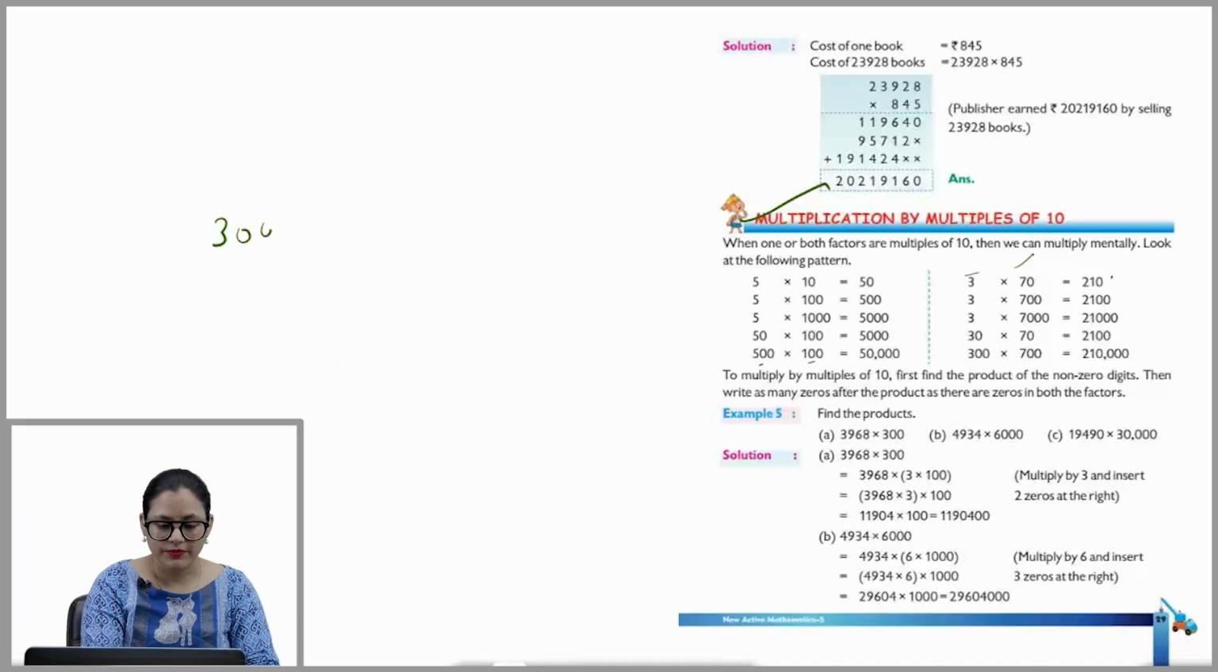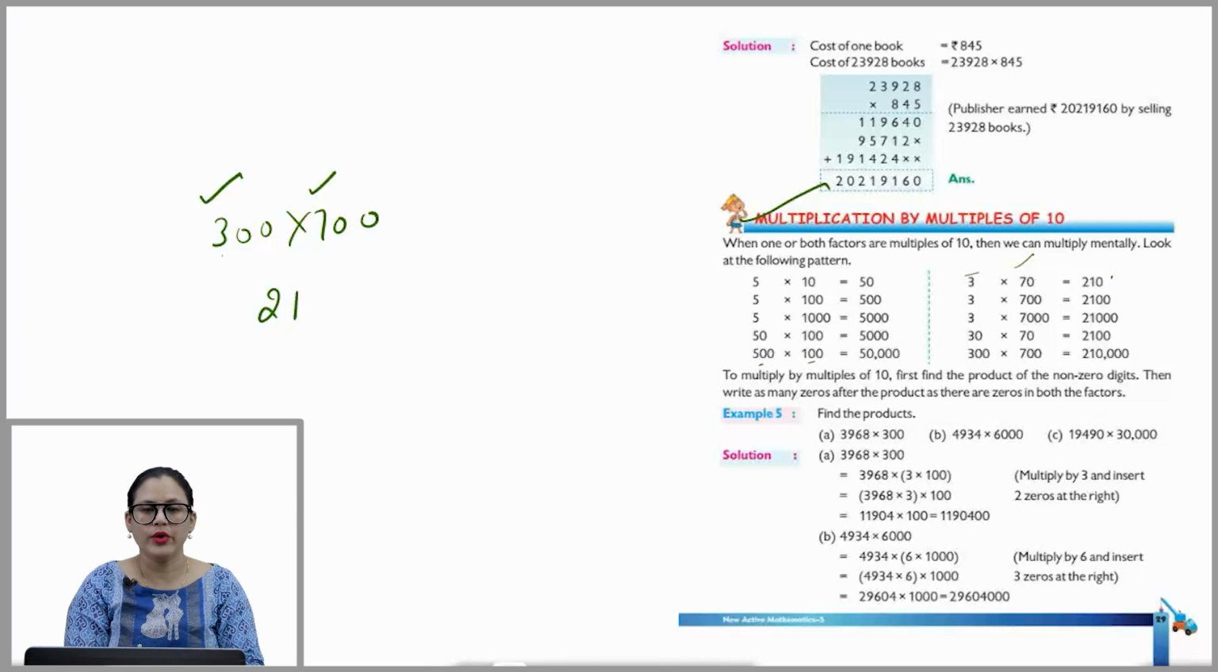What does this say? First, we will multiply the non-zeros. Non-zeros are here, 7 into 3, 21. Now, we will put zeros after the product. 1, 2, 3, 4. 1, 2, 3, 4, okay.